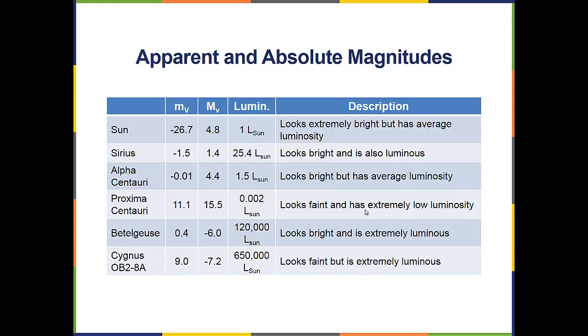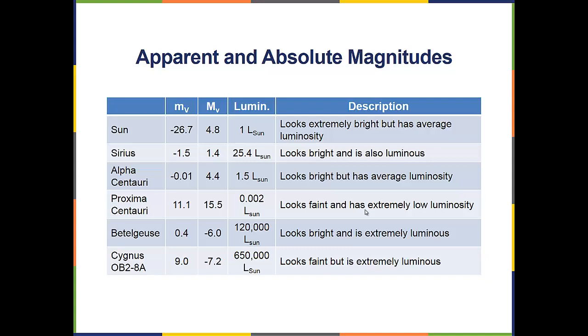The brightest star in the night sky is Sirius. It has an apparent magnitude of negative 1.5. Its absolute magnitude is 1.4. So if it were as close to us as the Sun is, it would actually look much brighter than the Sun. It is 25.4 times as luminous as the Sun. The more luminous a star is, the smaller its absolute magnitude, because remember, magnitude is a backward scale.